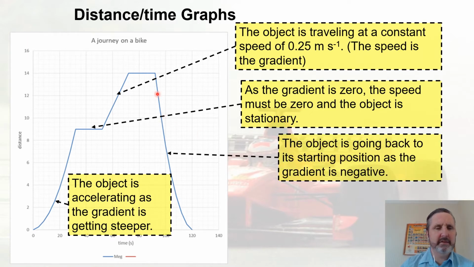The last point we need to note here is if the gradient is going downwards, then it means that the object is going back to where it started from because it has a negative gradient. We can also see at the bottom here there is a curve. So what's happening is the gradient is getting less steep. Now that would mean the object is decelerating, it's slowing down.